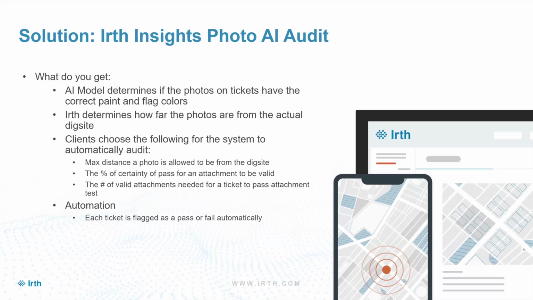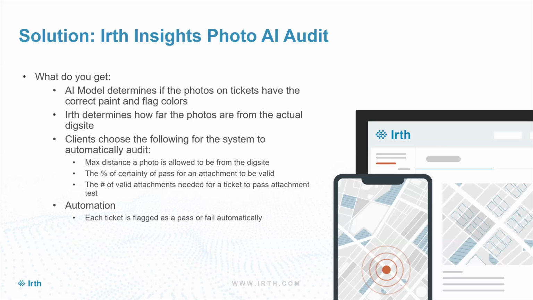The administrator can also configure the percent of certainty of pass for an attachment to be valid. What that means is when every picture is taken on an 811 ticket, we pass that picture to an AI model. The AI model gives it back with an accuracy or a certainty to it. You can configure that certainty now to say anything above 75% certainty will pass, consider a pass photo. Anything under, we fail it. So that can be configured as well by the administrator.